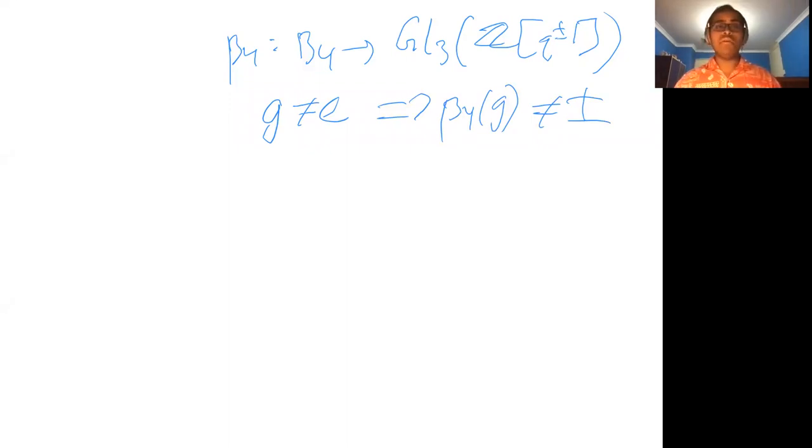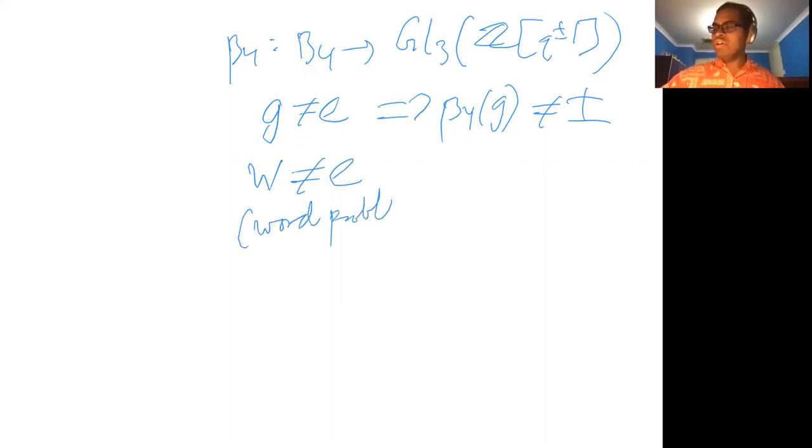Now, how do you do this? If I give you a G in B4, you might try to write it as a word in the generators, and that's the way to think of it. And then we can multiply out the matrices of the generators that were written down on the previous board. And then we would be able to compute beta 4 of G. So we need to find a word representing G, and we need to know when such words are non-trivial. When you give a word in the generators, when is it non-trivial? That is nothing other than the word problem in the braid group. So we need to solve the word problem.